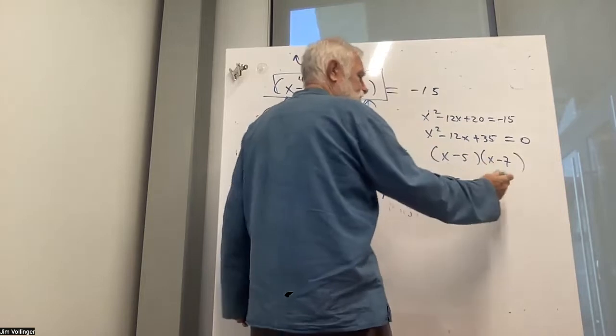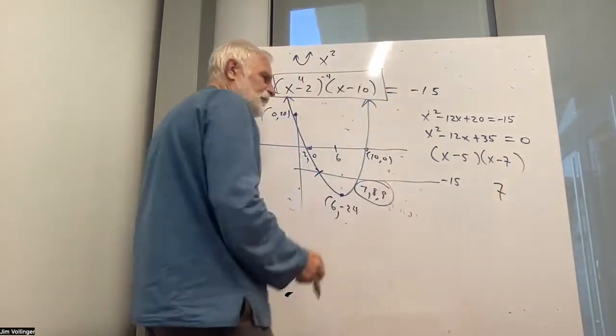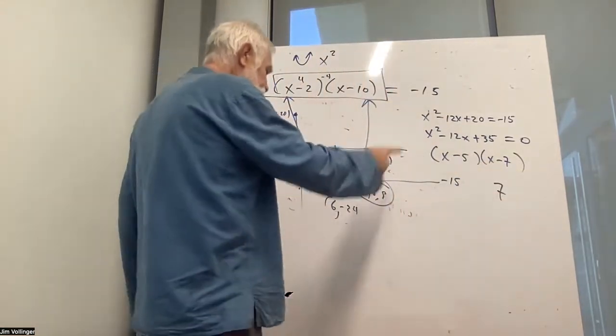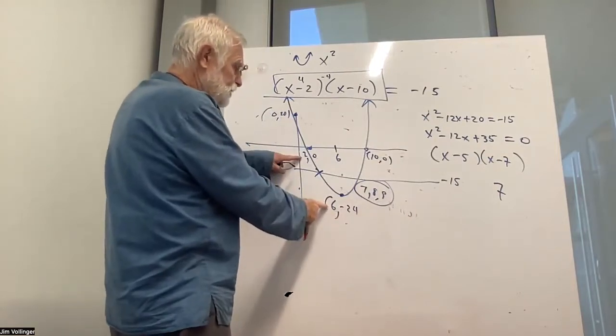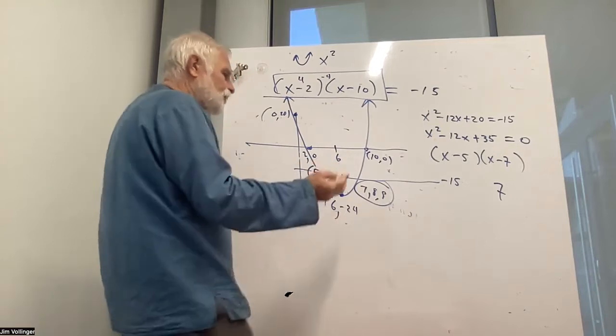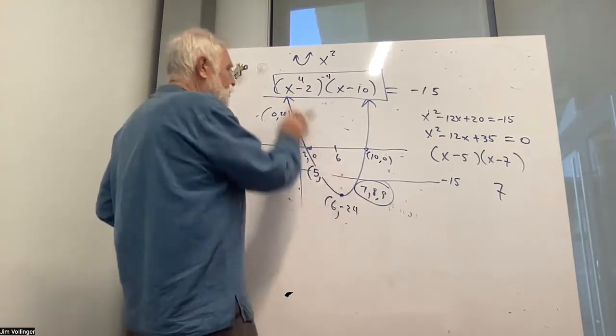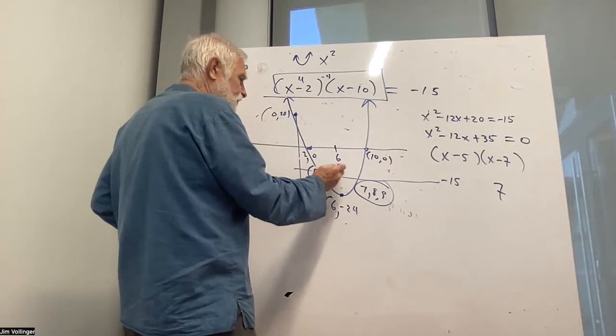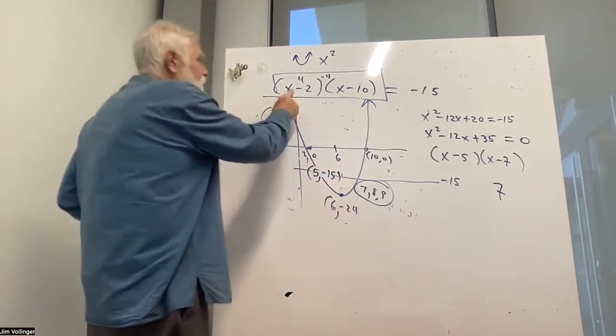So one of my answers is 7. Yep, that's in the estimated range. And the other answer is 5, and 5 is between 2 and 6. So over here, you know, I could do a better graph with more time, but trying to just get the idea here. So if I put a 5 in here, I get negative 15. Doesn't hurt to try it.